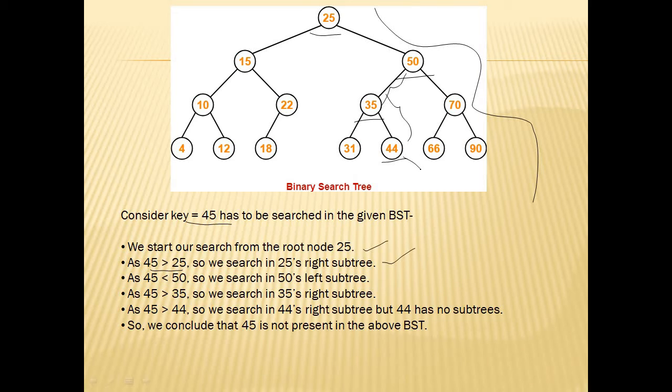Assume we take an element like 70. I want to search for the element 70. First we compare 70: is it equal to 25? No. Is it greater than 25? Yes. Then there is a chance to get it on the right hand side. On the right hand side we have 50. Is it equal to 70? No. Then we need to check further.